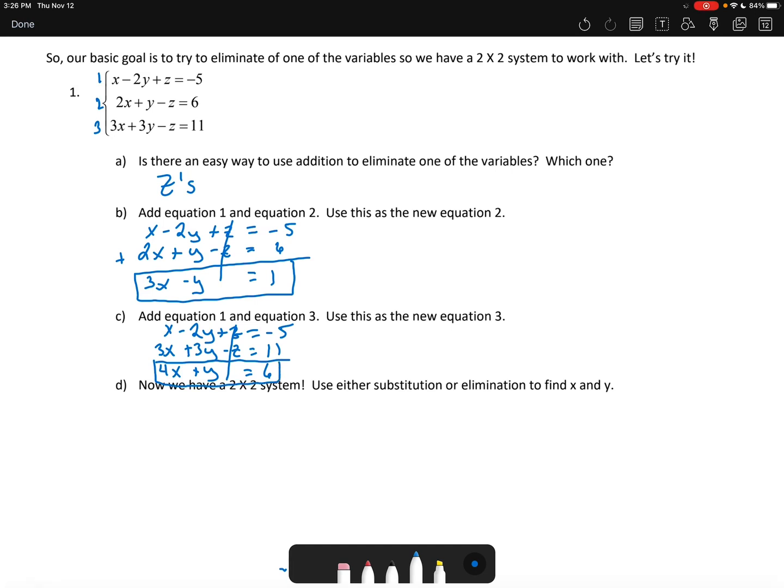And now what you've created is a 2x2 system. So now we rewrite those 2 that we've created. And now our task is to solve this. At this point you can use either substitution or elimination, whichever one you prefer. I think this is, again, a great one for elimination because the y's are already opposites of each other. So I'm going to pick on those. I don't need to do any multiplying. I can just add this together, cancel out those y's. We get 7x equals 7, so x is 1.